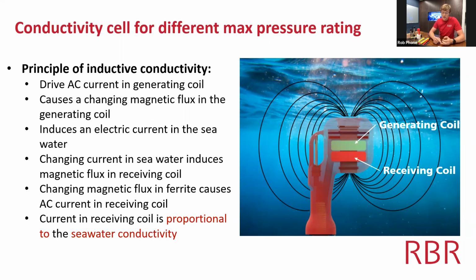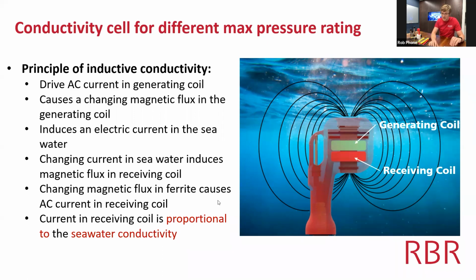The way it works is an oscillator sends an AC signal to the generating coil, which induces a magnetic flux and induces an electric current in the seawater surrounding the cell. This induced current then flows through the receiving coil, causing a secondary current in that. And this is what we measure. The current in this receiving coil is inversely proportional to the seawater conductivity.